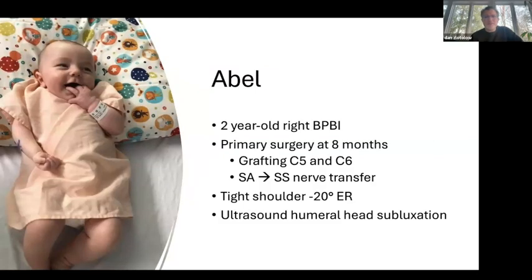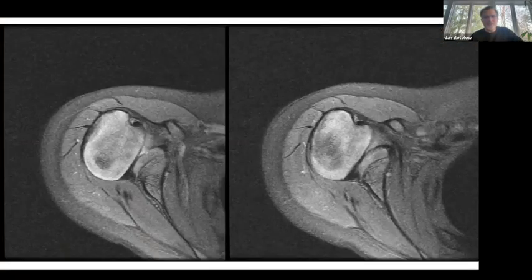So this is Abel, a 2-year-old with a right brachial plexus birth injury, primary surgery at 8 months, grafting for 5 and 6, spinal accessory to suprascapular, and there was a tight shoulder with less than 20 degrees from neutral external rotation. And ultrasound showed humeral head subluxation. And here's the MRI. And what's really interesting, when I talk about the need for tendon transfers, look at this infraspinatus here. That is a pretty good infraspinatus. You see the deltoid is actually in pretty good shape, but the problem is the axis is way over here, and that shoulder is not going to move normally.